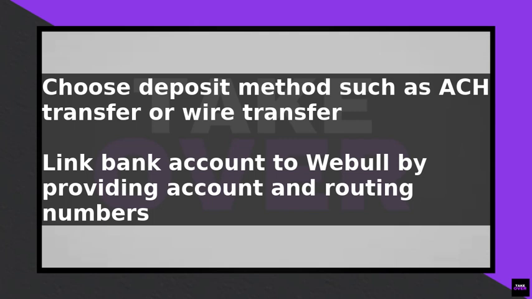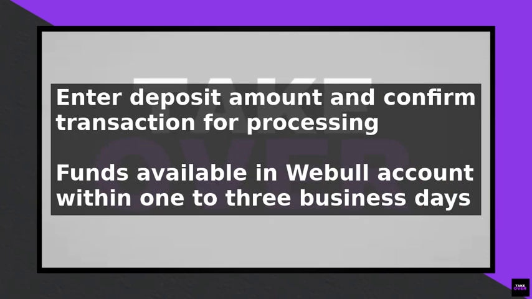For ACH transfers, the funds will typically be available in your Webull account within 1 to 3 business days. It is essential to note that Webull does not charge any fees for ACH deposits, but your bank may charge a fee for the transfer. Additionally, there may be limits on the amount you can deposit, so it is crucial to check the Webull website for the most up-to-date information on deposit limits.